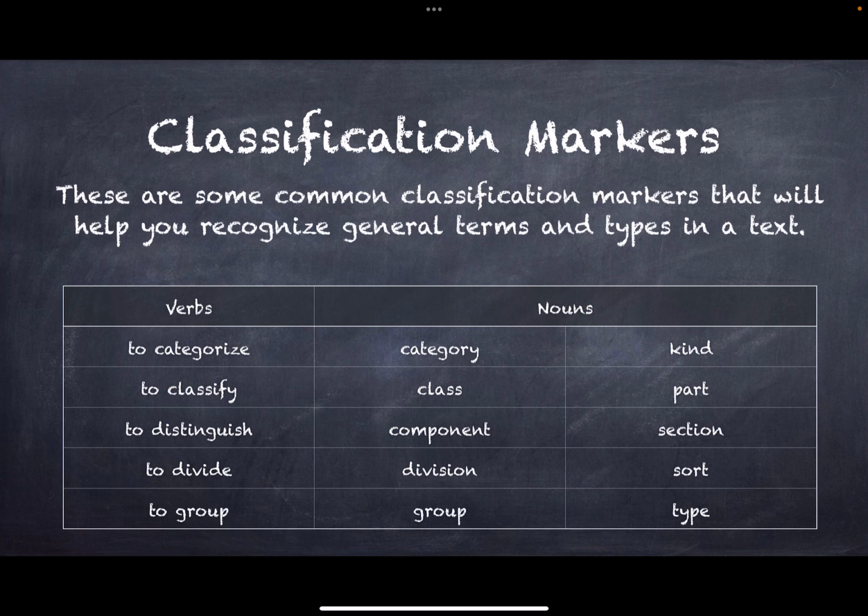Let's take a look at some classification markers. These are some common classification markers that will help you recognize general terms and types in a text. And this chart also appears in your textbook on page 147.